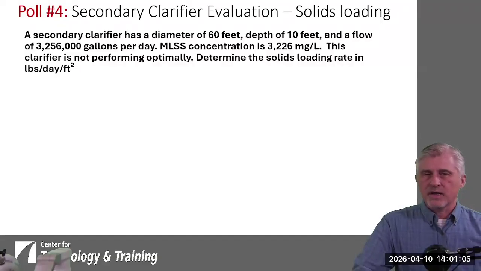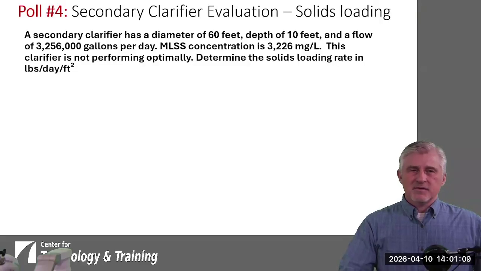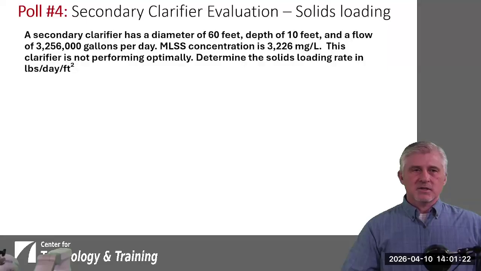So in our example, we have a secondary clarifier with a diameter of 60 feet, a depth of 10 feet, and a flow of 3,256,000 gallons a day. Our mixed liquor suspended solids concentration is 3,226 parts per million. The clarifier is not performing optimally. Determine the solids loading rate in pounds per day per square foot.